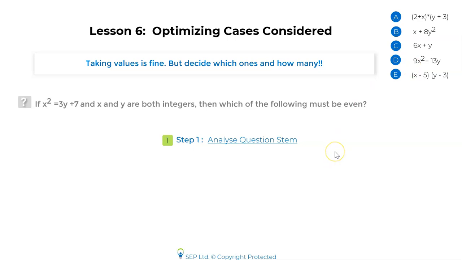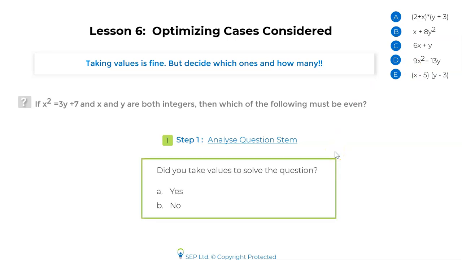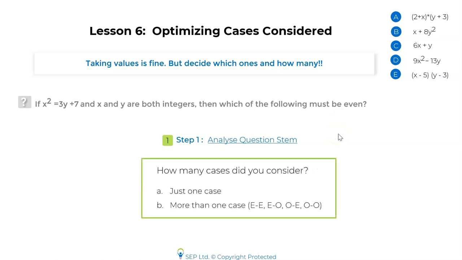Now, after looking at this question, the first thing that might come to your mind is, hey, it's a question on even odd, so mostly there are only 2 possible cases, even and odd. So maybe I can take values and solve the question, right? That is a valid thought that might come to your mind. The next question that might come to your mind is how many cases I should consider. The reason this question might come up is because there are 2 variables, x and y.